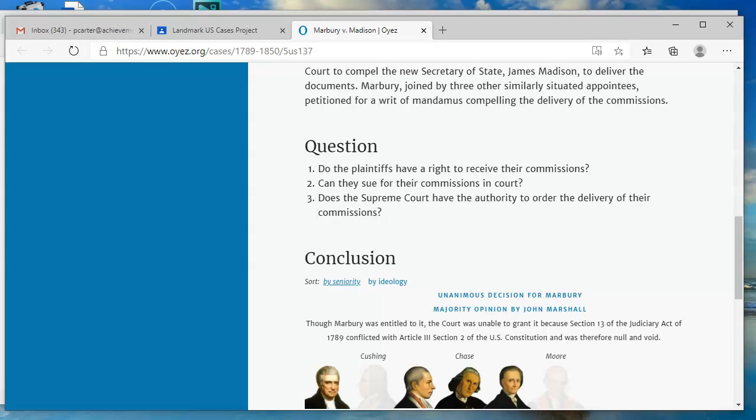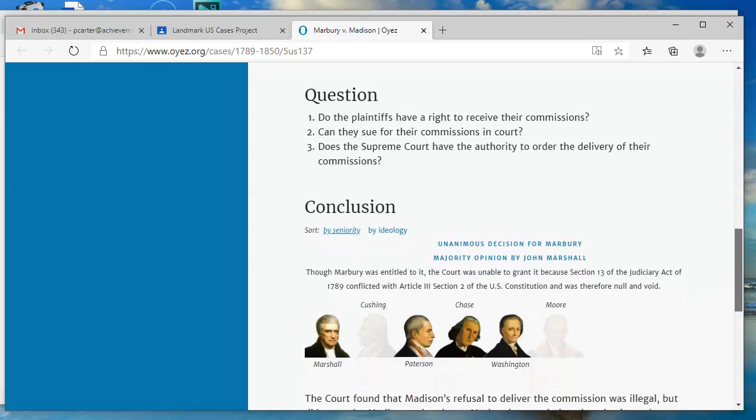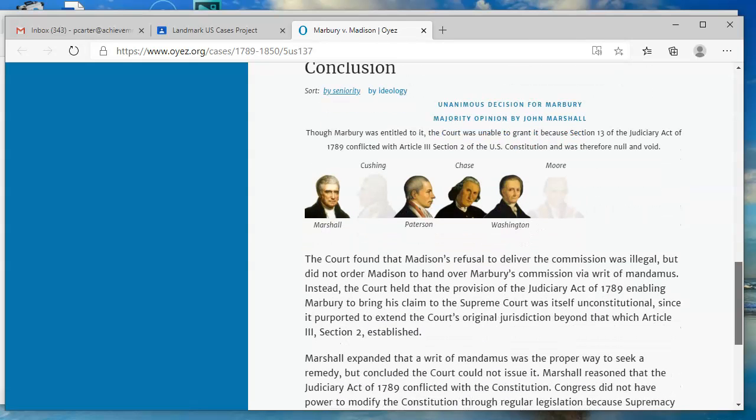Well, here are the questions. Do the plaintiffs have a right to receive their commissions? Can they sue for their commissions in court? And does the Supreme Court have the authority to order the delivery of their commissions? Well, what happened? The conclusion. As you can see, we have a picture here of some of the justices at that time. We have Marshall, Cushing, Patterson, Chase, Washington, and Moore.